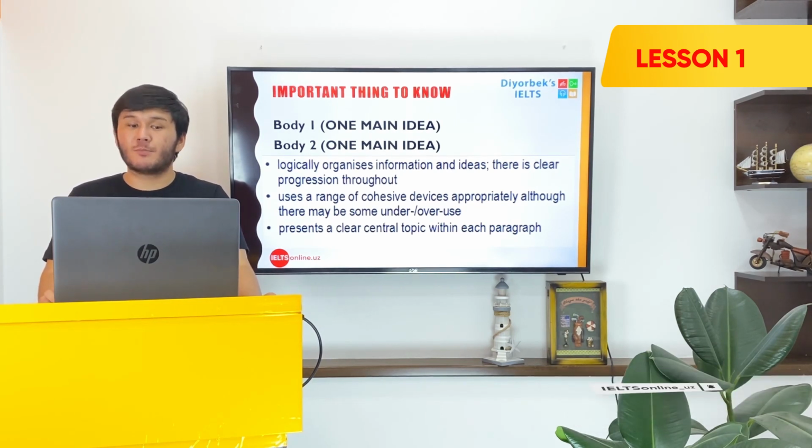This is one of the most important things to know, because two aspects of IELTS writing that are most difficult for most students are task response and coherency and cohesion. The very reason why most students fail to score 7 and above for coherency and cohesion is that they forgot to have only one main idea within each paragraph.